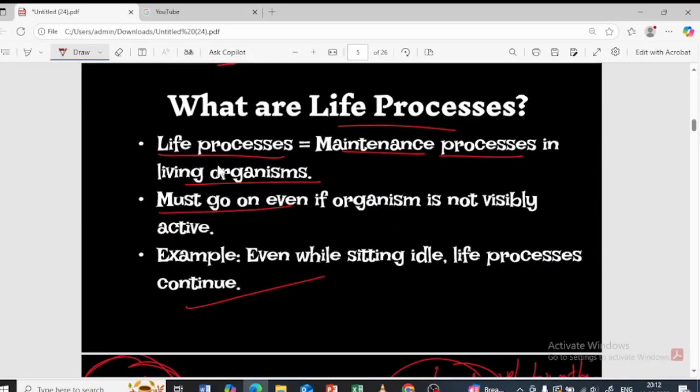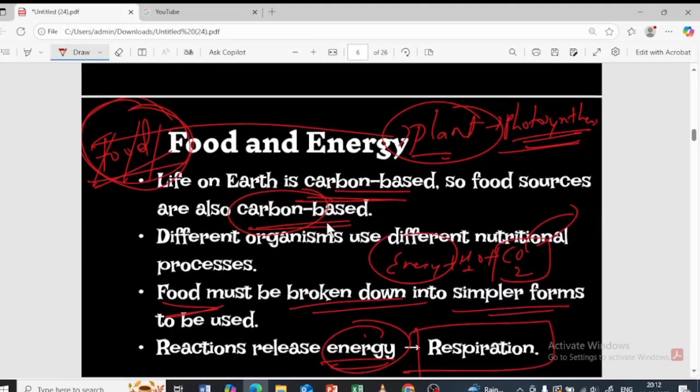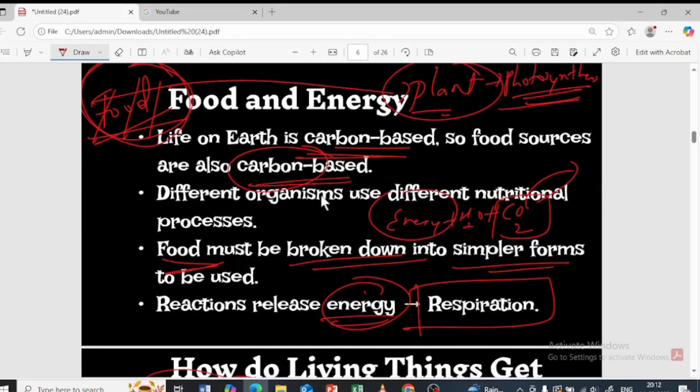And what else? Life process is nothing but the events that are taking place in the body of the organism to keep the organism alive. Even if we are sitting idle, not doing anything, the life process is still going to take place. So where do we get the energy from?